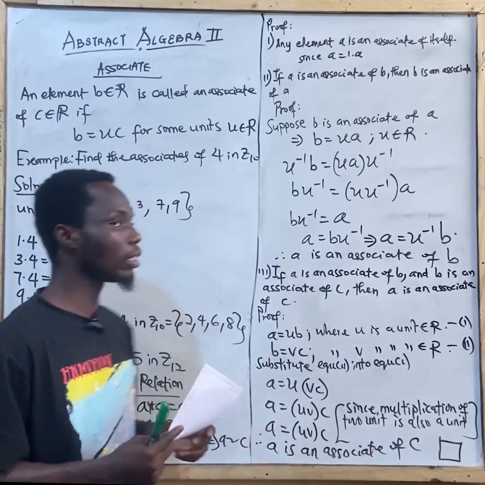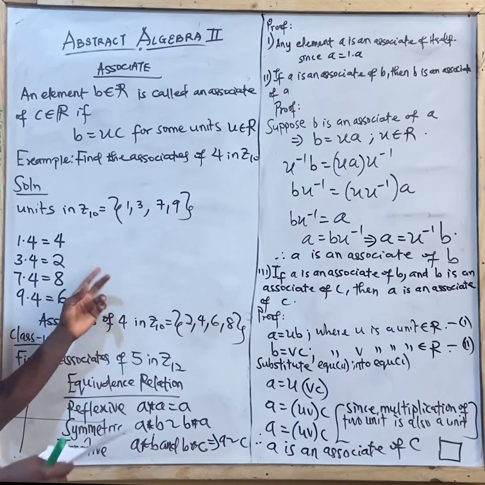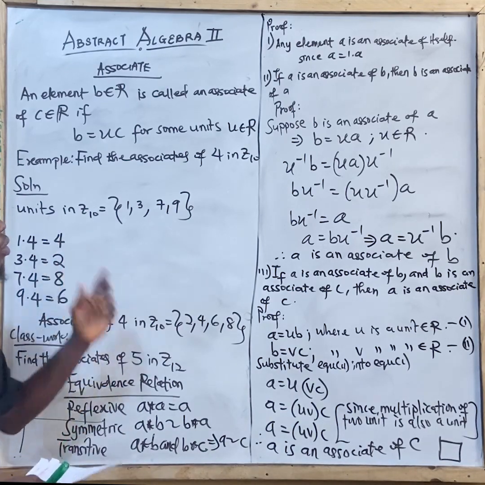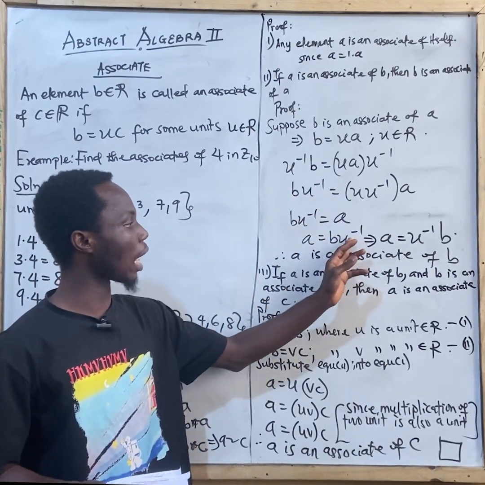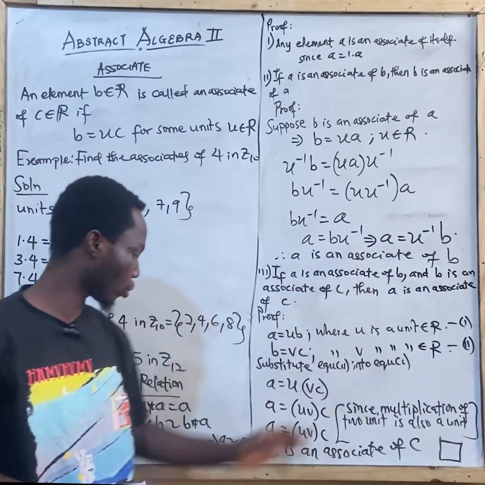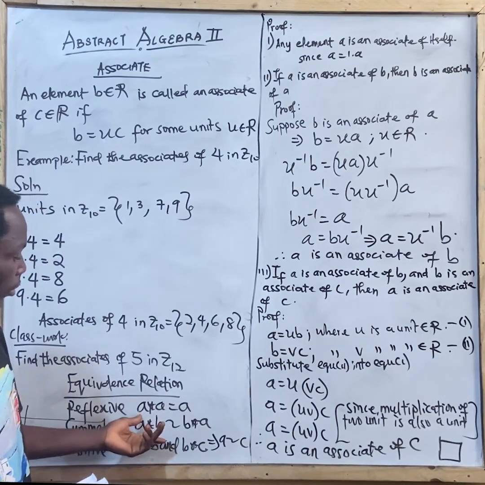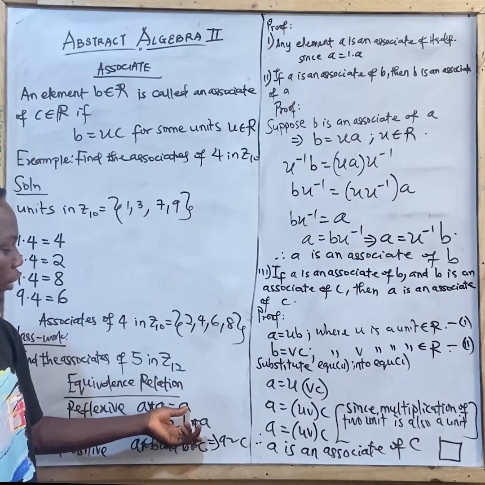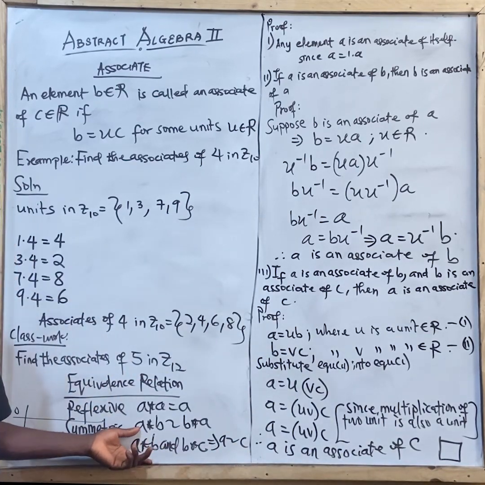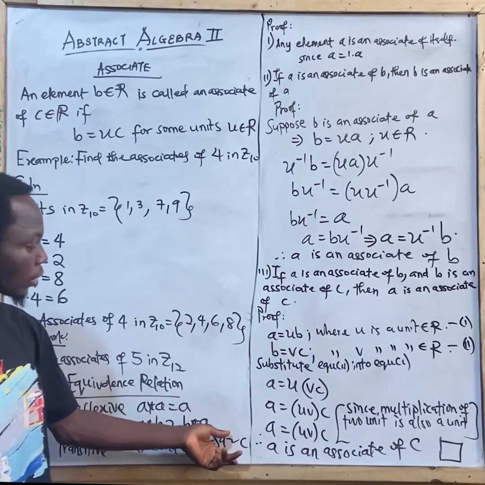Since in an element we don't have just one unit, we have multiple units. You can see that it's not just one, we have like 4, so this might represent another one. So A equals B times its unit, and this implies that A is related to B. So you can start by supposing that A is an associate of B, and end up proving that B is an associate of A. Then the last one: if A is an associate of B and B is an associate of C, this implies that A is an associate of C.